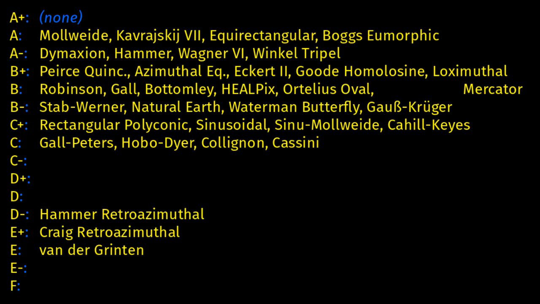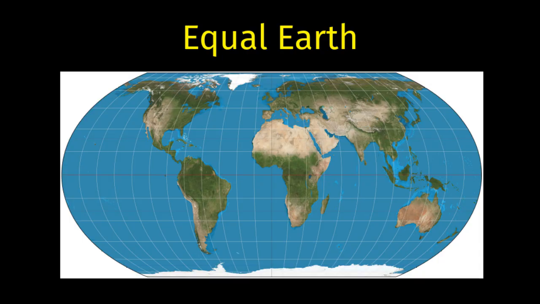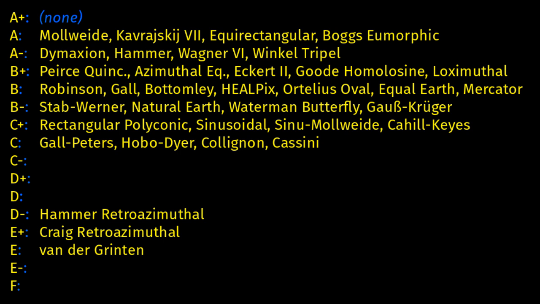And finally, Equal Earth. This is like Natural Earth, except it's slightly modified to fulfill every circle of the same radius covering the same real-life area. It's quite good, but the concept has been done better. B tier. So that's the tier list.